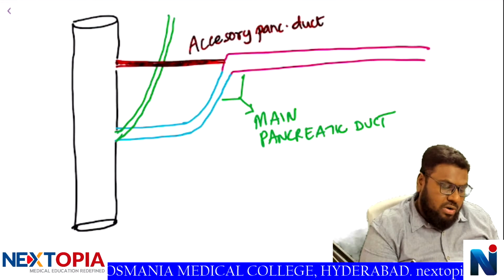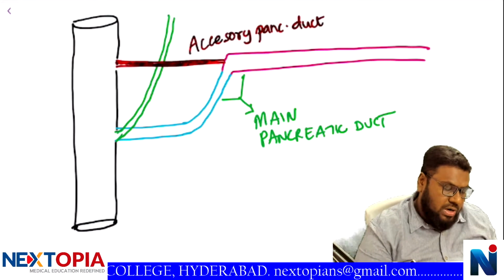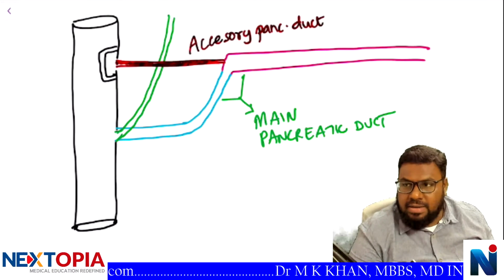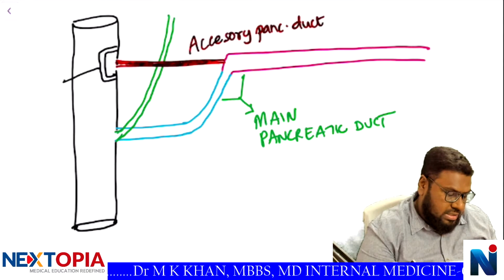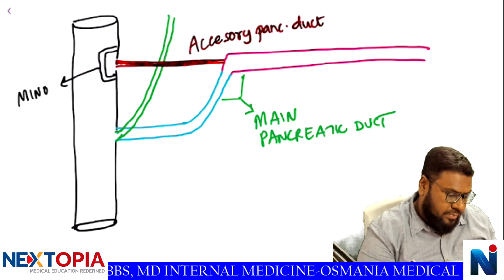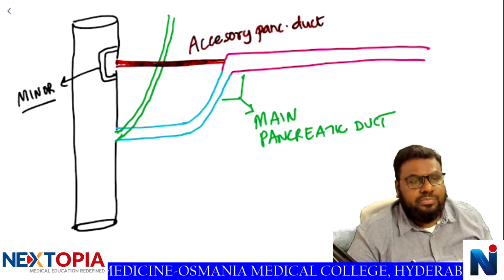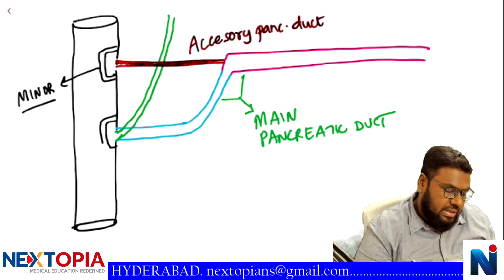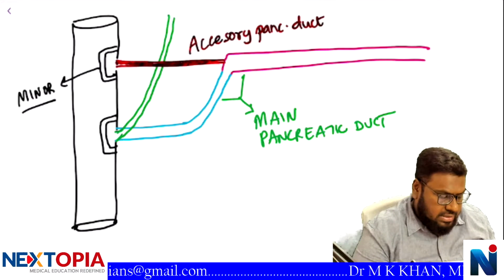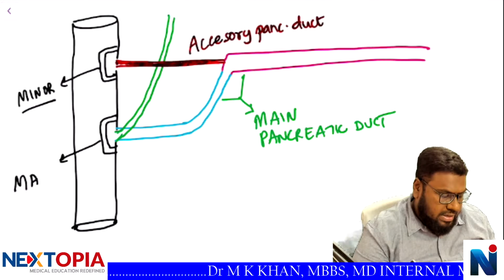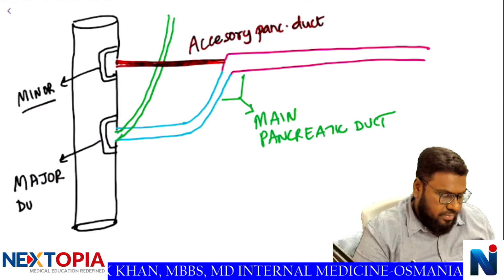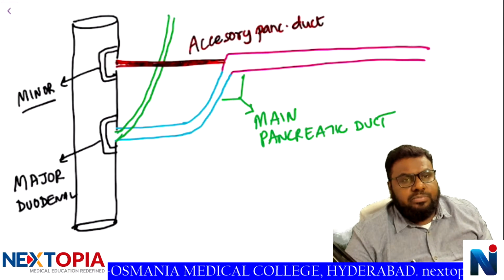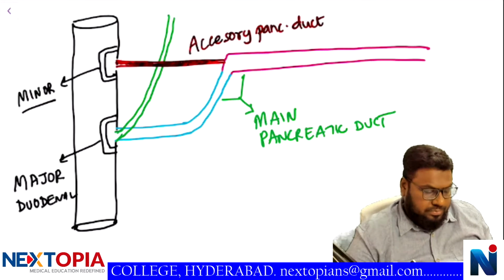So the portion of the duodenum where the accessory pancreatic duct enters is called the minor duodenal papilla. The portion of the duodenum where the main pancreatic duct enters is called the major duodenal papilla.